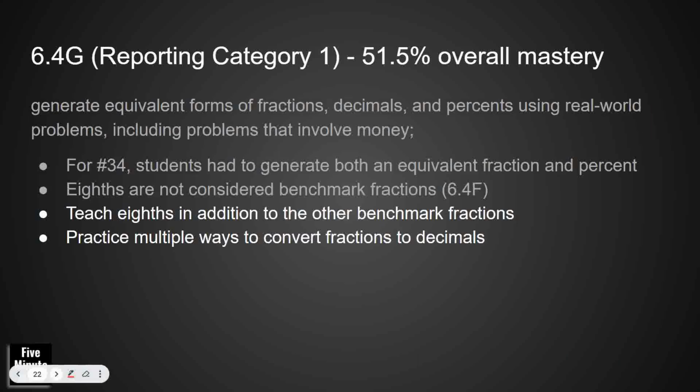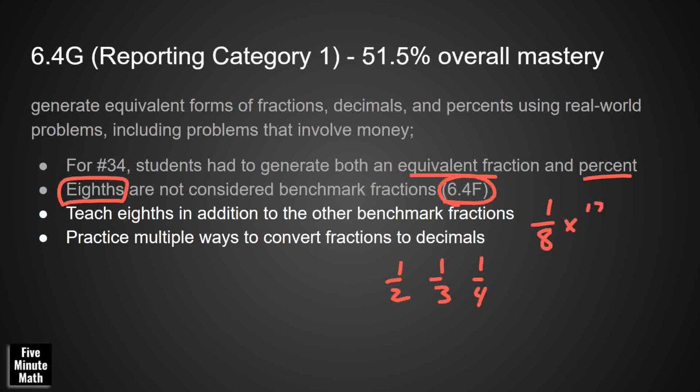For number 34, that's the second one, we had to generate both an equivalent fraction and a percent. And eighths are not considered benchmark fractions. When we're looking at 6.4F and benchmark fractions, we're talking about halves, thirds, fourths. Eighths are not considered a benchmark fraction, but as you can see, we've had to convert eighths twice just in this video. So we should include eighths and the connection to 125 to get us into a quick fraction or decimal that is equal to 1,000. That is going to help our students.